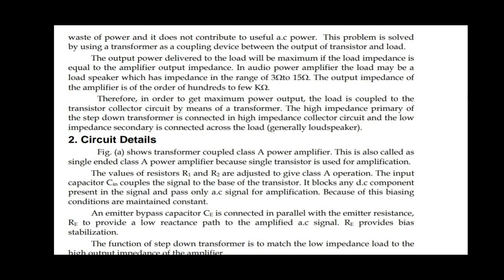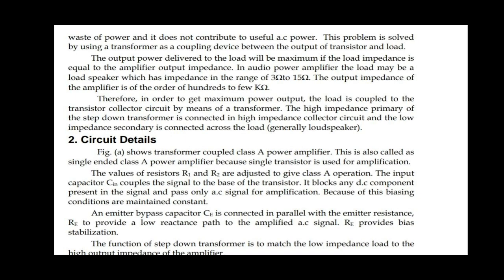The input capacitor C couples the signal to the base of the transistor. It blocks any DC component present in the signal and passes only the AC signal for amplification. So C passes only the AC signal and blocks the DC signal. Because of this, biasing conditions are maintained constant.